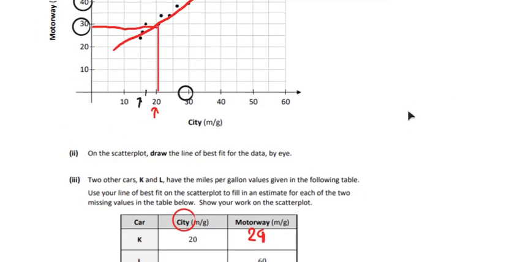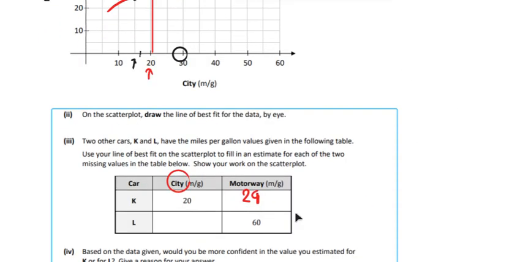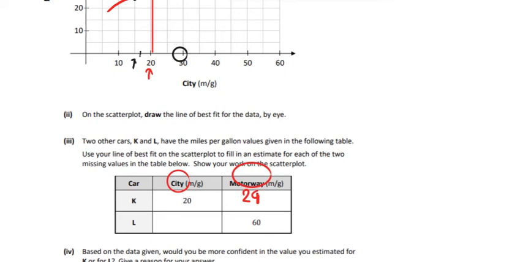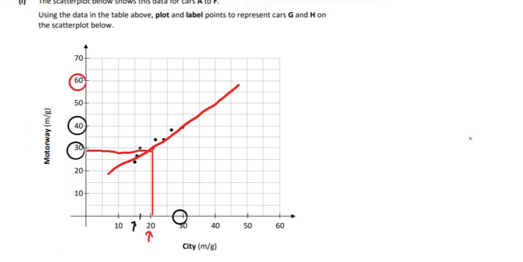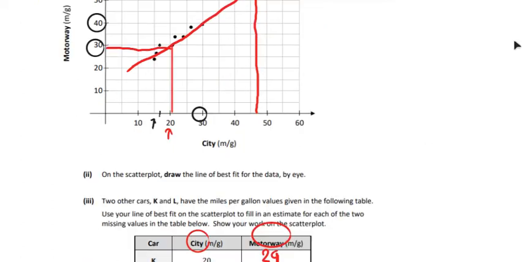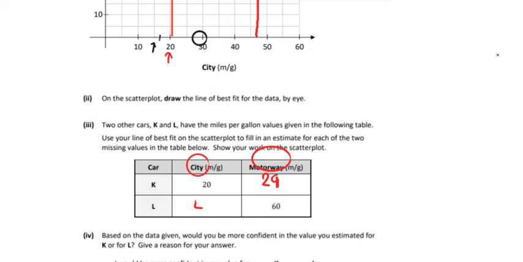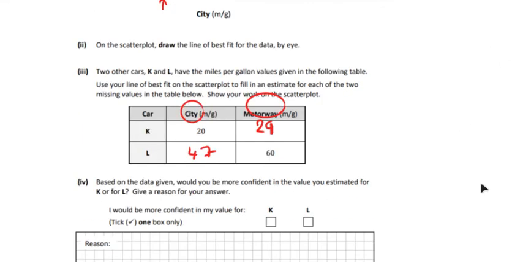We do it the other way around for L, because for L the motorway is given to us already, so that's 60. So if I go to 60 on the motorway axis and then go across, my line of best fit isn't really going far enough even. So if I go across and then down, that's about halfway on that box, and I draw my line down. You should really do all this with a ruler. So we'll say maybe 47 there. You might get slightly different answers when you use a ruler, so it should be more accurate.